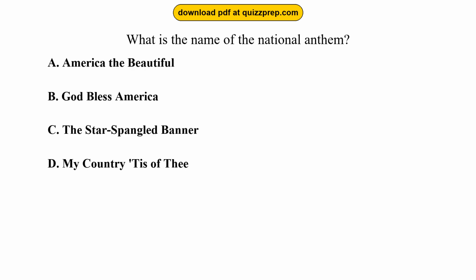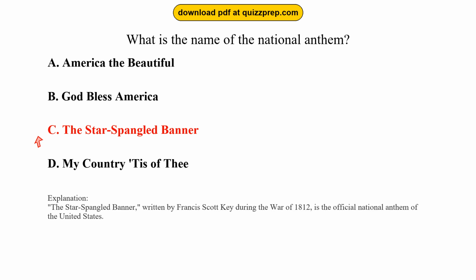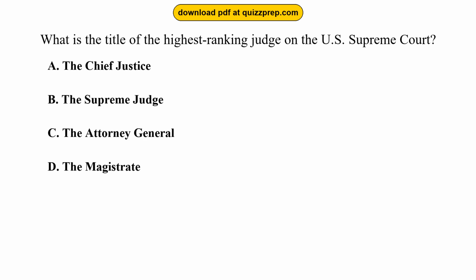Question 95. What is the name of the national anthem? Option A, America the Beautiful. Option B, God Bless America. Option C, The Star-Spangled Banner. Option D, My Country, 'Tis of Thee. The correct answer is option C, The Star-Spangled Banner. The Star-Spangled Banner, written by Francis Scott Key during the War of 1812, is the official national anthem of the United States.